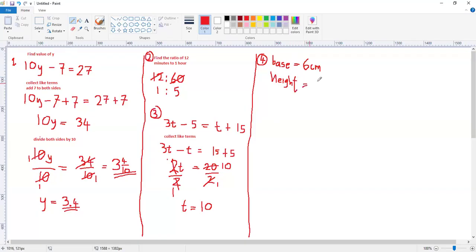Okay, so let me quickly sketch how it should look. So a triangle, of course.